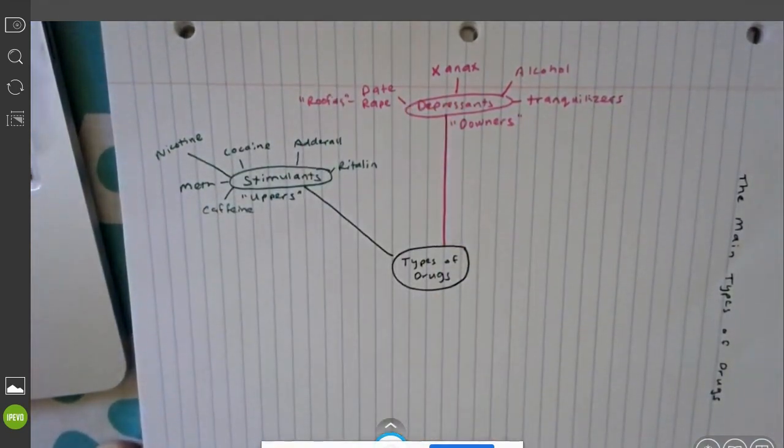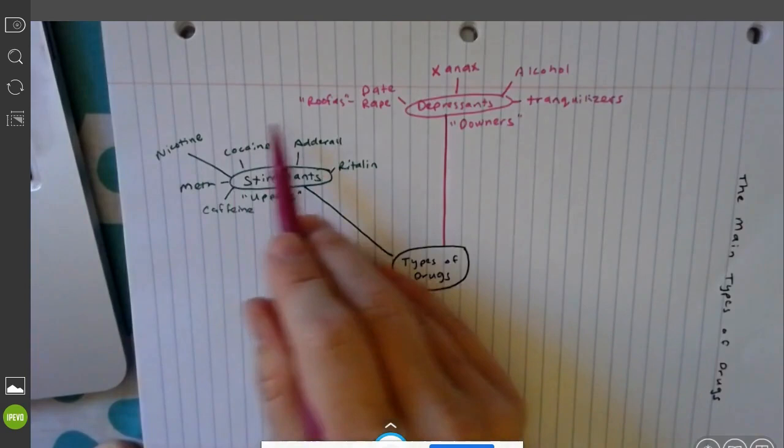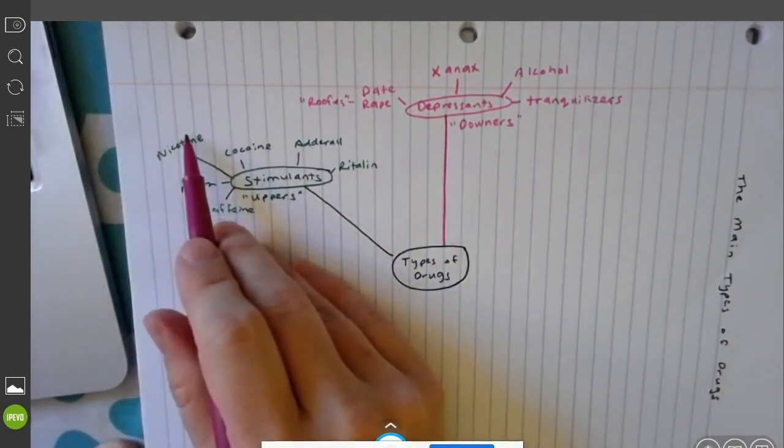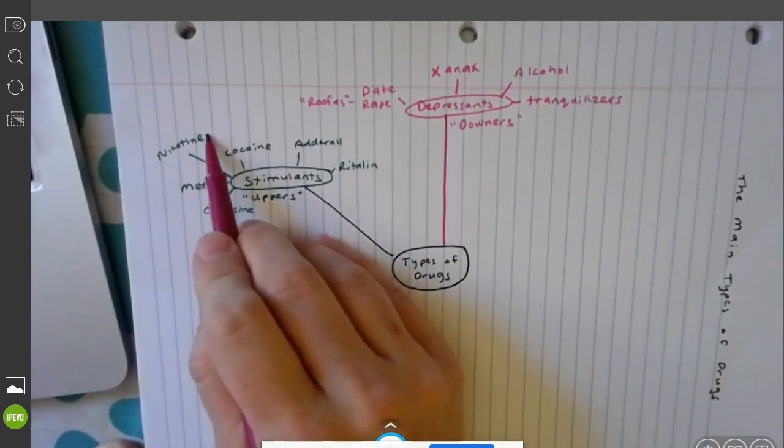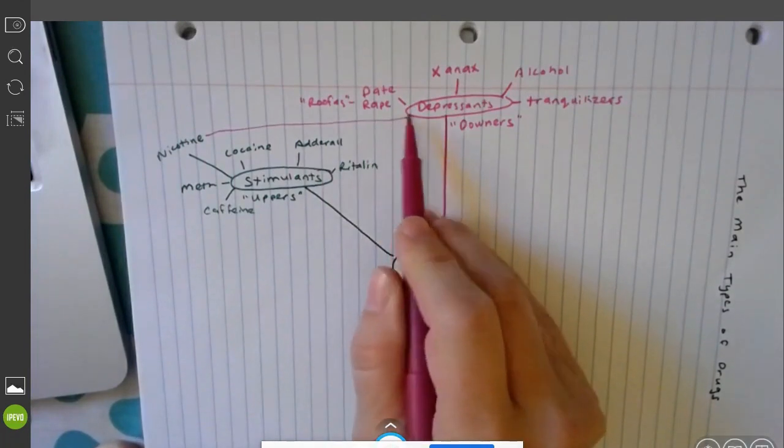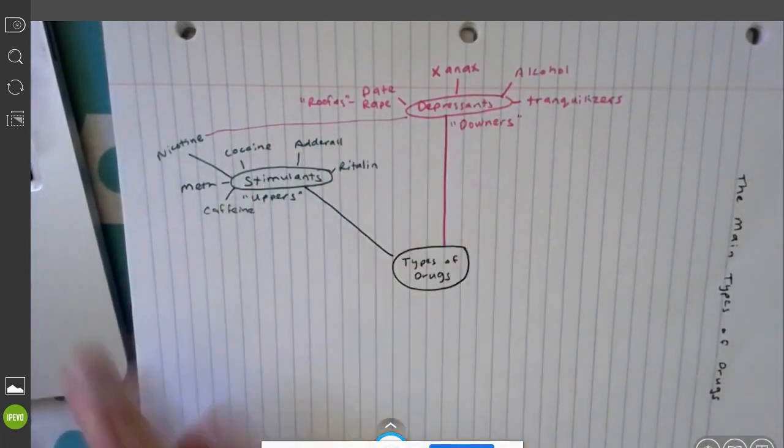Your date rape drugs. Let me see if I should add anything else to your depressants. Actually, tobacco starts as a stimulant and then it gives a person the relaxing effect. So I'm just going to connect nicotine to depressants because it's a little bit of both.